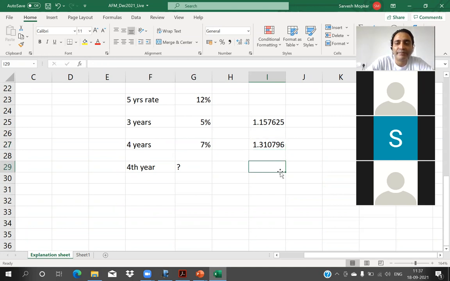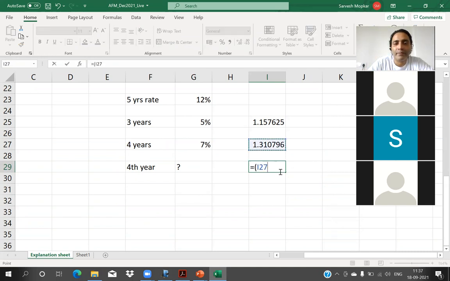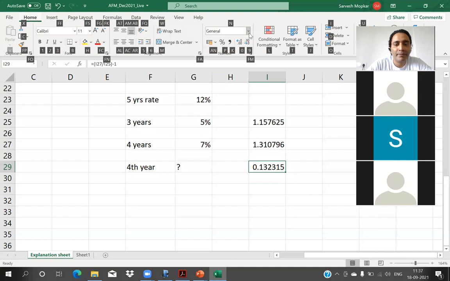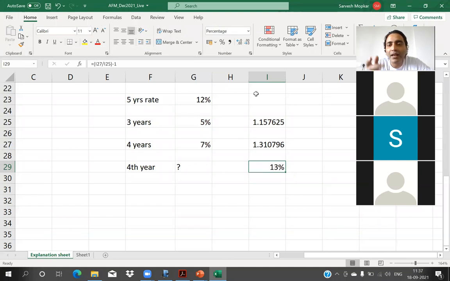सो सिंपली कैसे करेंगे? इज इक्वल टू दिस डिवाइडेड बाय दिस, -1. 13% के आसपास होना चाहिए फोर्थ ईयर का रेट. All of you got the same. Ruchi has got the correct answer, 13.2. Very good. Yes, sir. Same. Divya also got it, right?